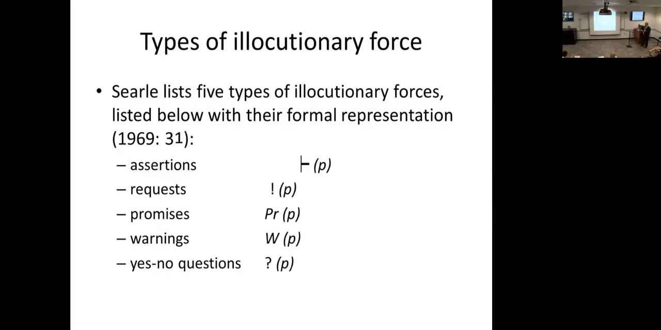So there are assertions, when you state something, like the sky is blue. Requests, like please pick up the envelope. Promises, like if you pick up the envelope, I'll buy you ice cream. She goes, yeah, all right, got ice cream out of this deal. Warnings, where you say if you don't pick up the envelope, something bad will happen: I don't buy you ice cream. There you go.